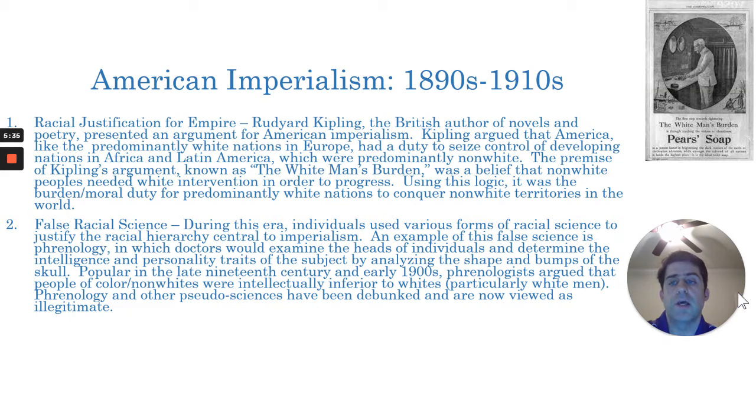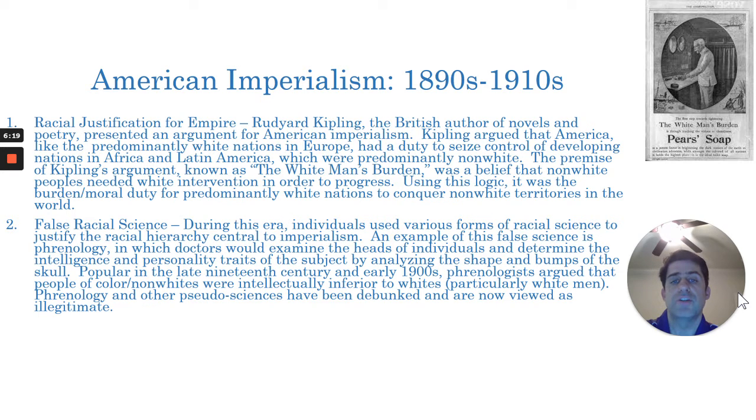Kipling argued that America, like their predominantly white nation counterparts in Europe, had a duty to seize control of developing nations in Africa and Latin America, as well as Asia, which were predominantly non-white. And the overall premise of The White Man's Burden was a belief that these non-white residents of these foreign territories were incapable of progress, incapable of governing themselves, incapable of becoming civilized members of society.